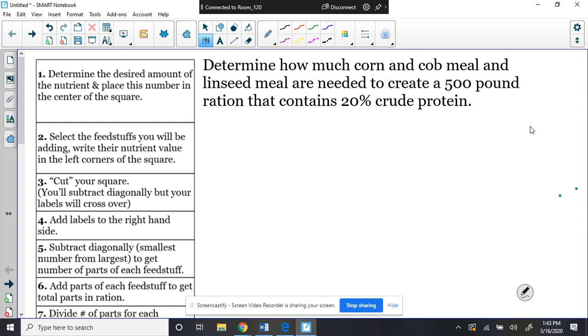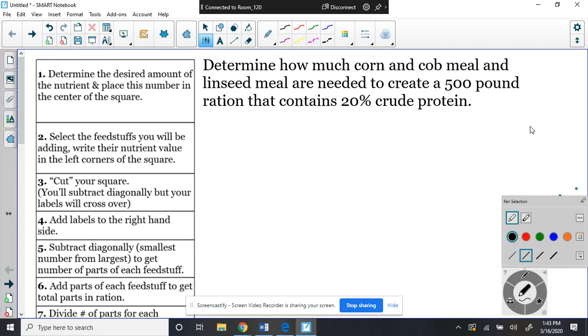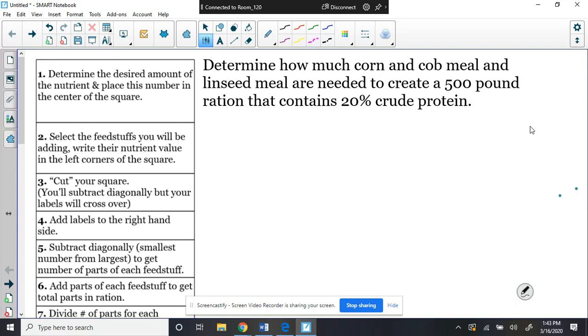Problem number 1, determine how much corn and cob meal and linseed meal are needed to create a 500-pound ration that contains 20% crude protein. For problem number 1, I'm really gonna go through it step by step, talking through these steps again as we go, to use those steps to help us understand how to solve. So the first step then is I make my box.